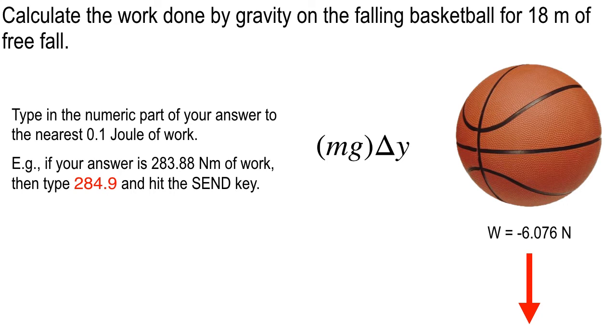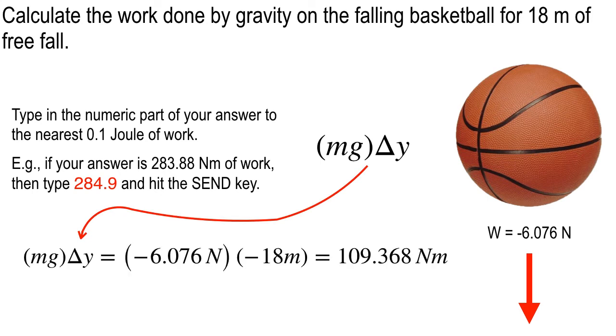Raise your hand if you had 109.4. Very nice. Okay, good. Now, for those of you that didn't, and I know there's a few, let's just go through the steps. All right, so your first plug-in step is right here, and we already had mg figured out. So that's negative 6.076. And as I mentioned before, you have to keep the directionality negative signs intact.